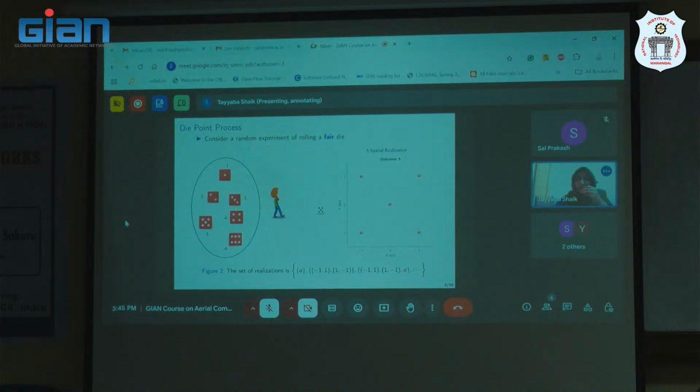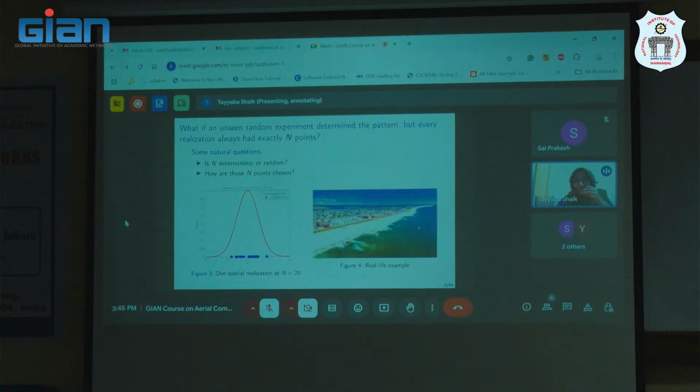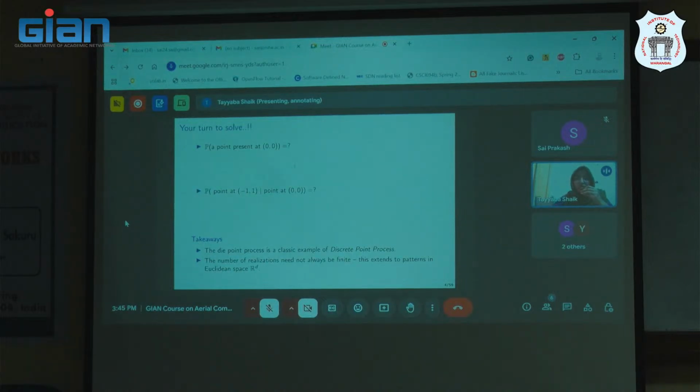Now, in this experiment, at least you know what the random experiment is. But suppose you don't know it. Some unknown random experiment has resulted in a pattern or a realization. Then what are the different kinds of models we have to model such patterns is what we are going to see in today's demo. And here are a few workout examples that you can try. You can take a screenshot of this and try later.